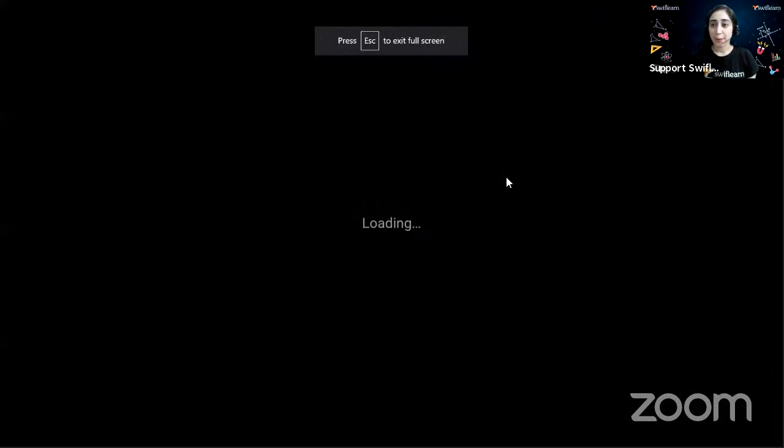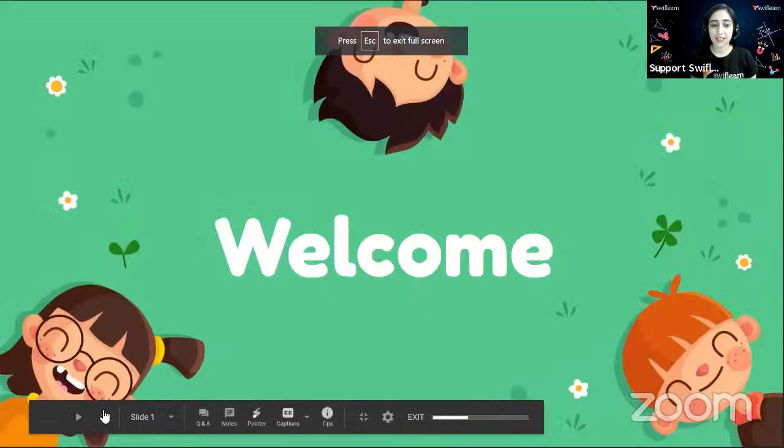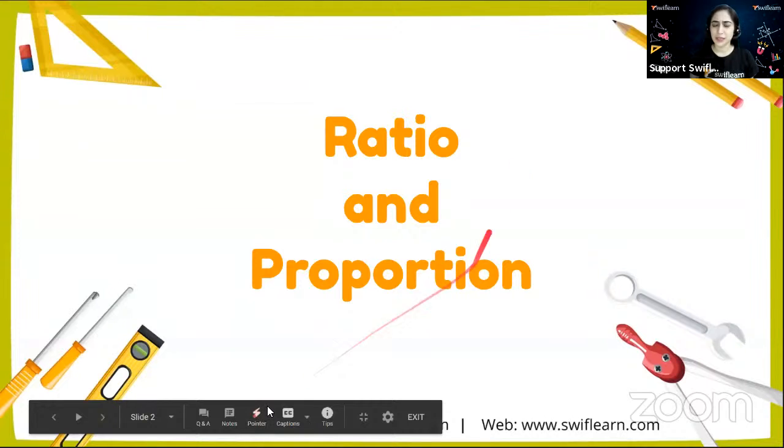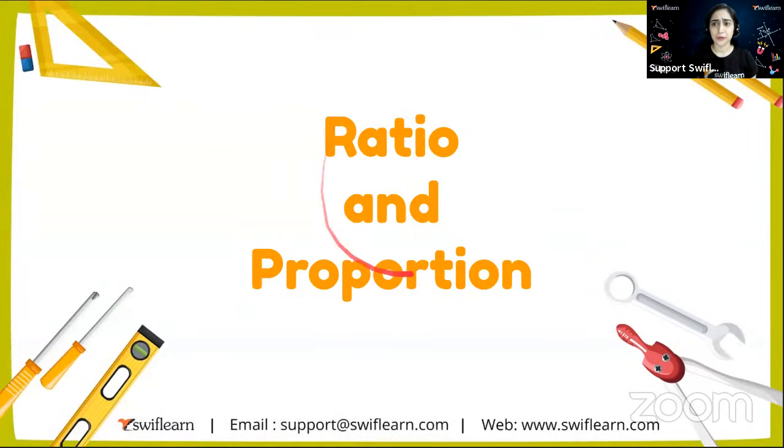The topic for today is ratio and proportions. What is ratio and proportions? Any idea? Does anyone know what ratio and proportions is? I can see a couple of people saying that they know, and some would be like, no, ma'am, we don't know. Not a problem. After this class, I'm pretty sure you'll all know what the topic is and what it is all about in mathematics.